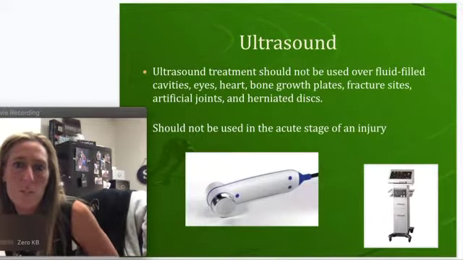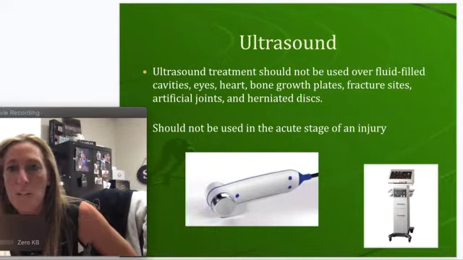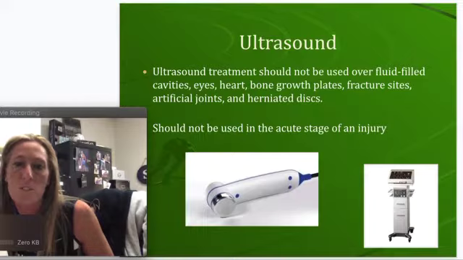Ultrasound, I think this is the last one. Treatment should not be used over fluid-filled cavities, eyes, heart, bone growth plates, fracture sites, artificial joints and herniated disc.